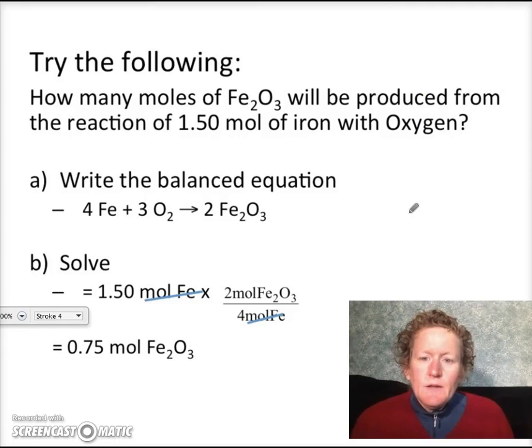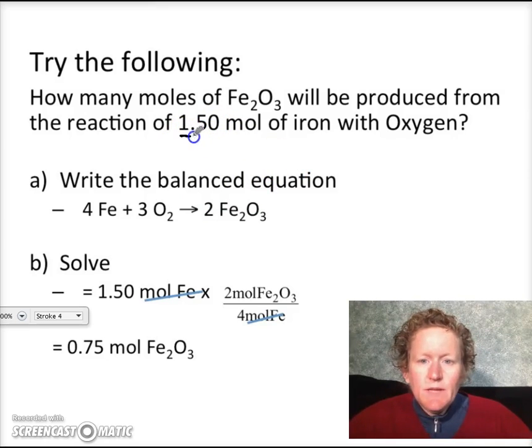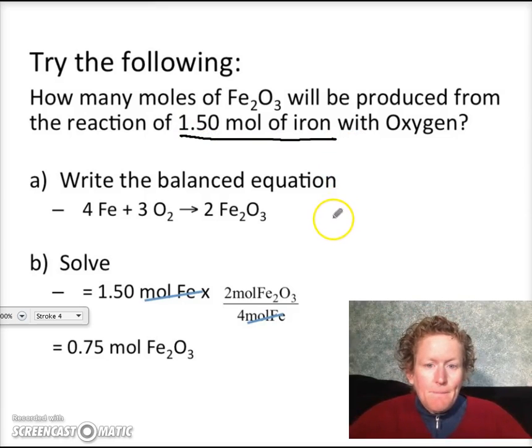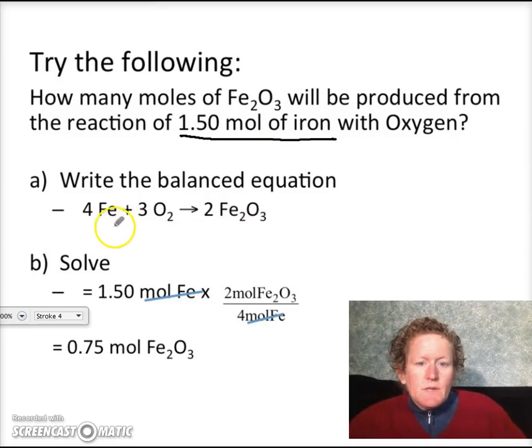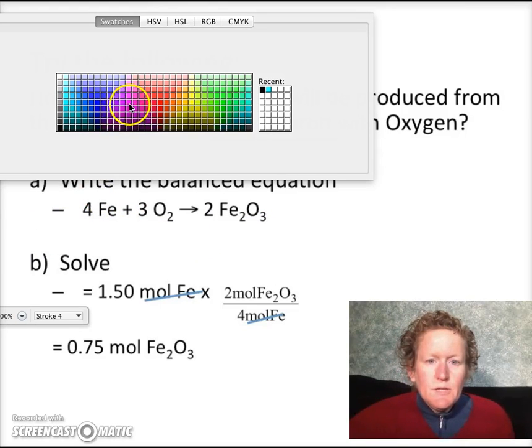So here's another mole-to-mole problem. How many moles of iron oxide will be produced from the reaction of 1.5 moles of iron with oxygen? So we're assuming here oxygen is in excess, which it usually is if you're working in air. So here's the balanced equation. Look for those coefficients. We'll make them pink.